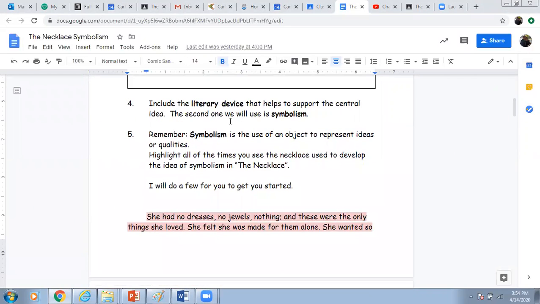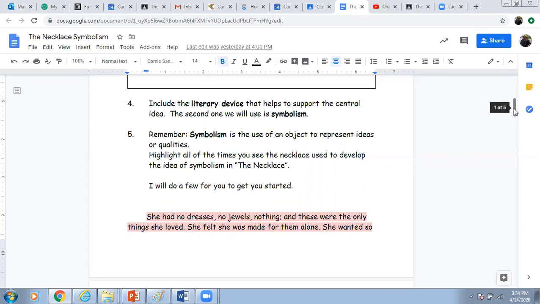Now here we're just going to include the literary device that supports the central idea, and we're going to use symbolism today. Symbolism is the use of an object to represent ideas or qualities. So you're going to highlight all the times you see the necklace used to develop the idea of symbolism in the story of The Necklace. We're looking to see what that necklace really represents to Madame Loisel.